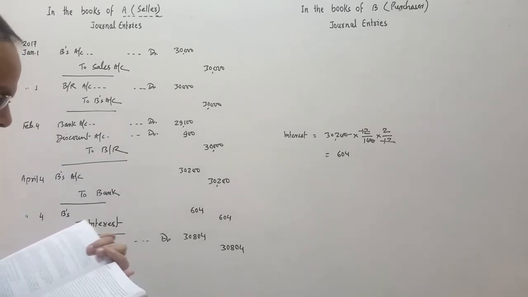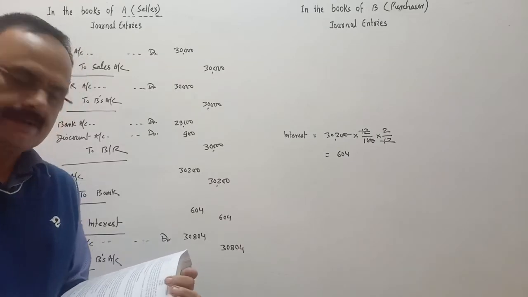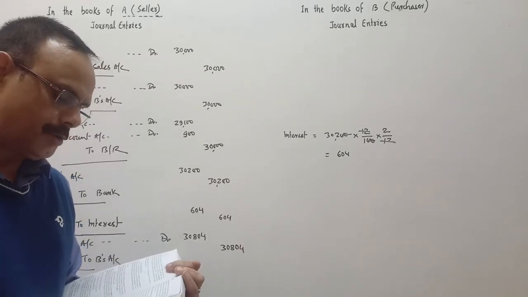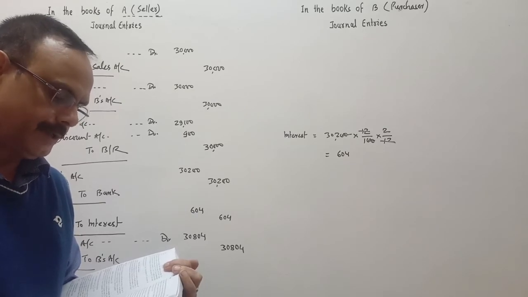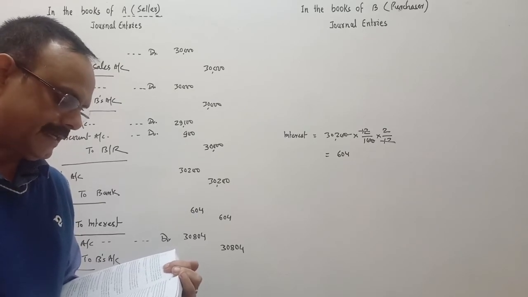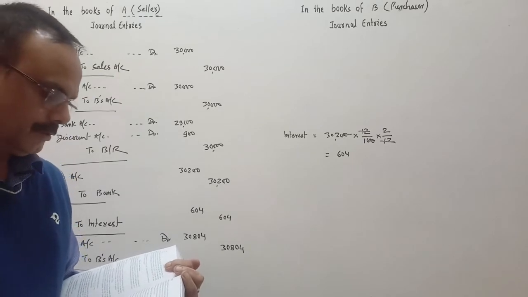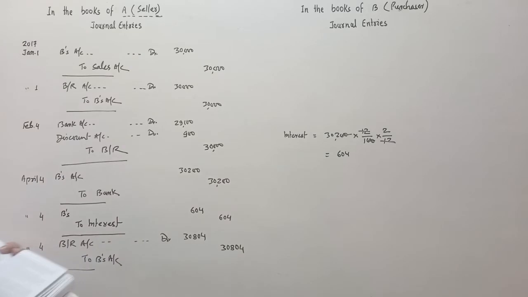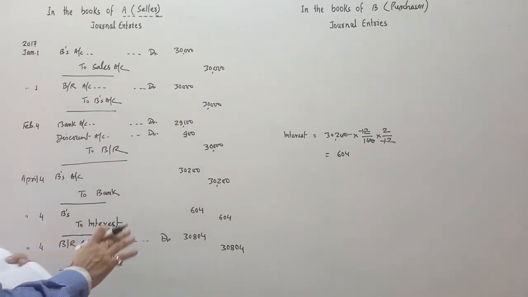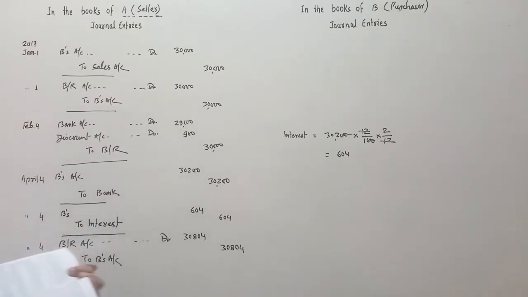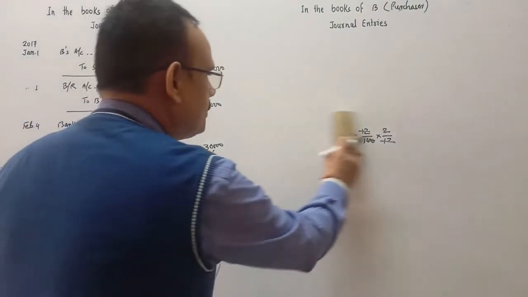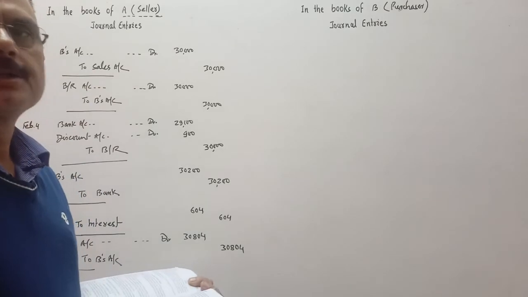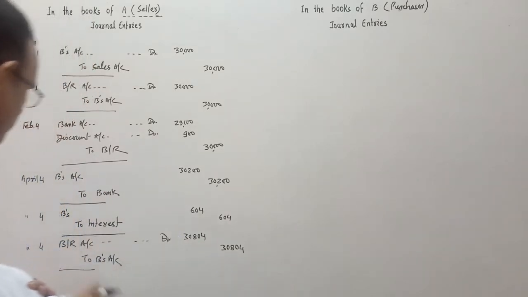So the last paragraph is: on 4th April 2017, B accepted a new bill at 2 months for the amount then due to A together with interest at the rate of 12% per annum. Make journal entry. Thereafter it has not been given whether this bill is honored or dishonored. So we have to do the entry up to this renewal of the bill. Maturity and honor of the last bill is not given, so we will do up to this.